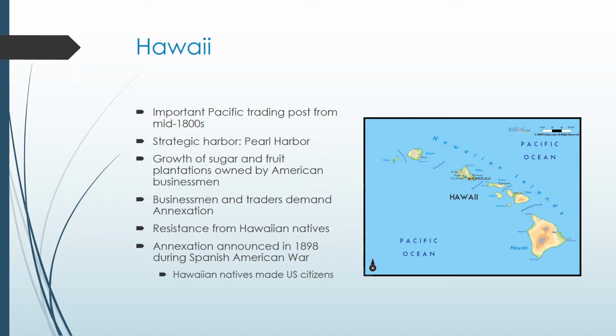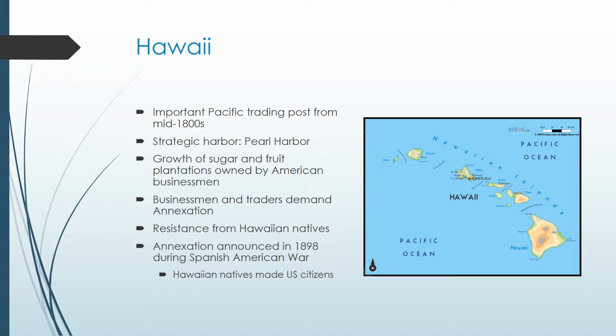The first place that kind of falls under the sway of European imperialism is the archipelago in the Pacific Ocean called Hawaii, which is today a state. So in the mid-1800s, it had already become a very important trading post for American ships, partially because it had a number of strategic harbors, most importantly, Pearl Harbor.